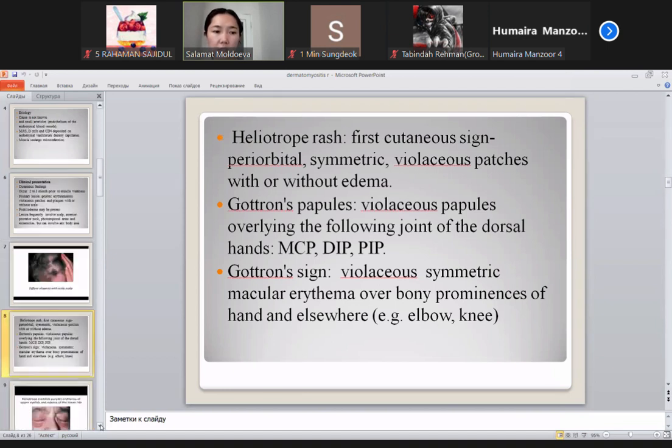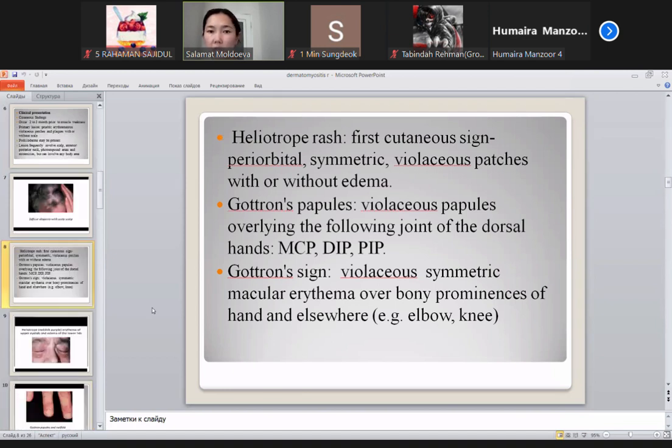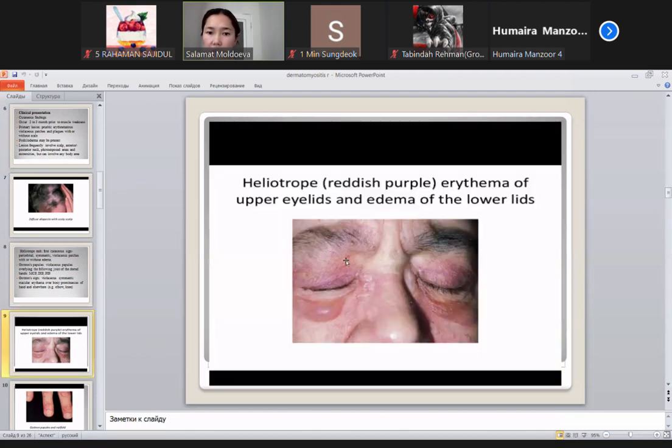The next very specific skin change is called heliotrope rash. This change very often will be a big sign of dermatomyositis. First, there will be a periorbital symmetric, sometimes with, sometimes without edema, purple reddish colored rash like this. It is heliotrope rash. In this patient, we found edema present.